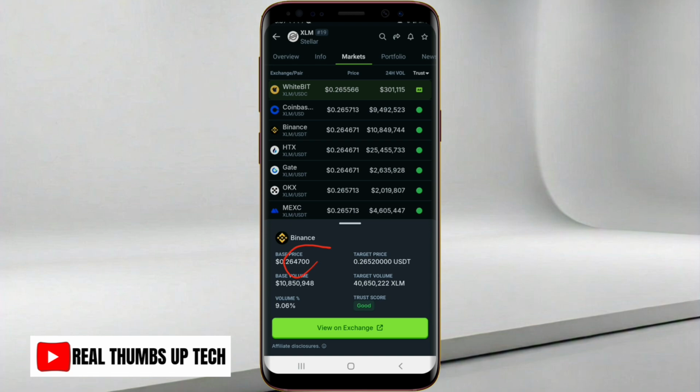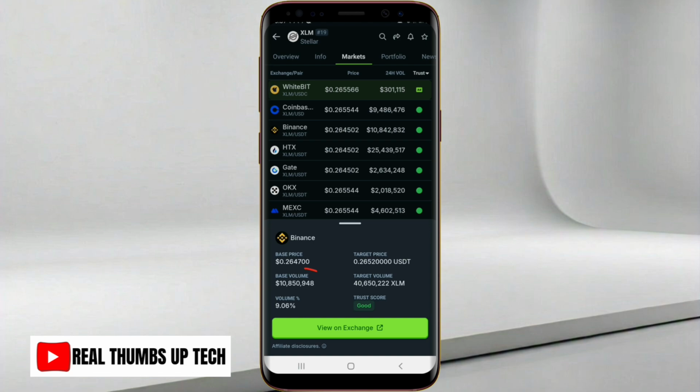The base price, you see it over here. It is the starting price of the coin in the market. It is like the normal price before any rise or fall of that particular coin. Then we have the target price. The target price is like the goal price, the amount you want the coin to reach before you sell. So this is the target price for BTC on Binance as displayed on CoinGecko.